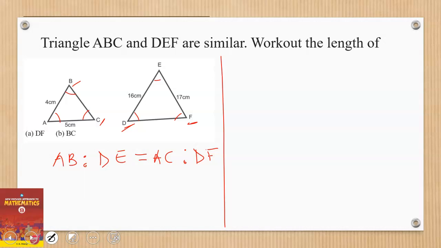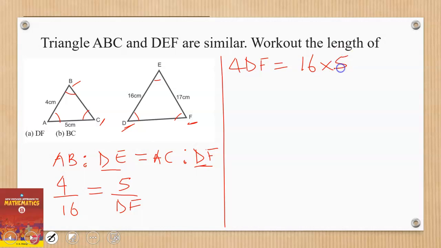Okay, now our side AB has been given as 4, and ratio means division, so I can say divided by the side DE, which is given as 16. This should be equal to the side AC, which is given as 5, over the side DF, which we don't know and we are calculating for it. So based on this idea, we can now make DF the subject by using cross multiplication. So with cross multiplication, we can say 4DF is equals to 16 times 5. Okay, and because we are making DF the subject, we divide both sides by 4.